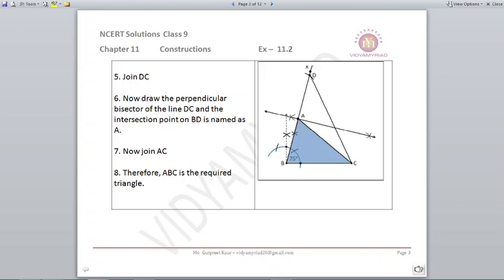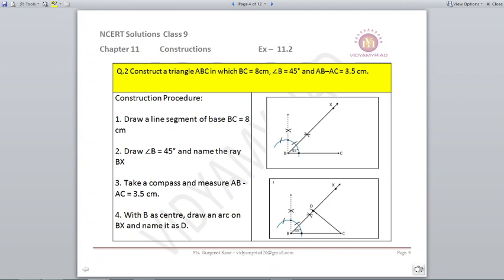So I just repeat: first draw BC, draw 75 degrees at B, draw a straight line, mark it as X, and on that mark 13 centimeters, name it as D. Join DC, draw the perpendicular bisector of DC. Wherever that line intersects BD, that point is known as A. Join AC, ABC becomes the required triangle.